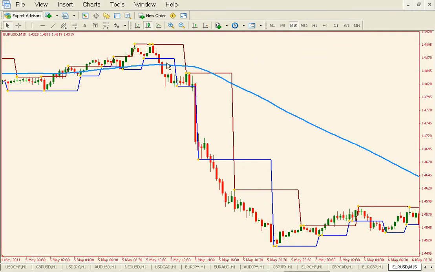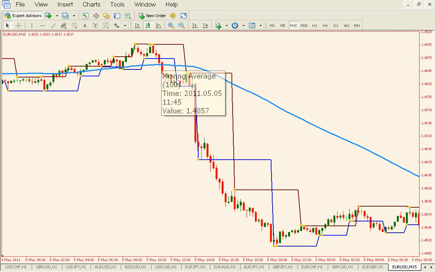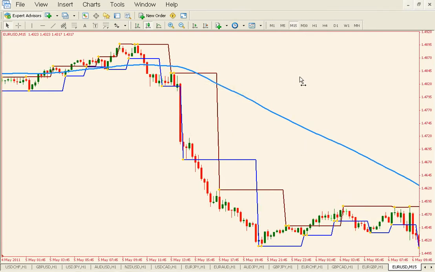Okay, now you got in right here, and this trade kind of stalled on you right here. I wouldn't have got out of the trade because it really didn't do anything, but I'll tell you how you get out of a trade. But anyway, that trade came down and made another fractal level, but then it broke and came down and kept on going and kept on going.